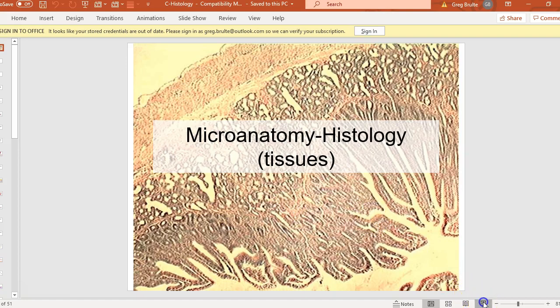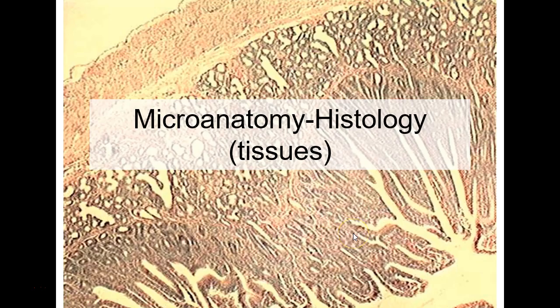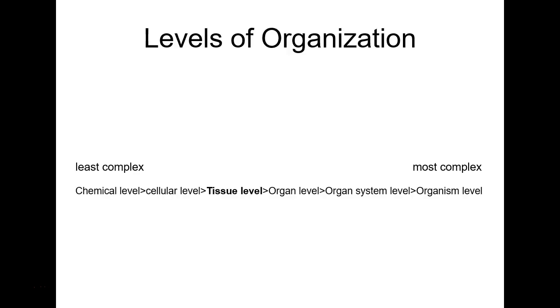Let's see if I can get this a little bigger for you. There you go. All righty. So, levels of organization. Sometimes I put a multiple choice on that. Just make sure you pick out from the smallest to the largest, right? And don't forget, an organ can be made up of several tissues.